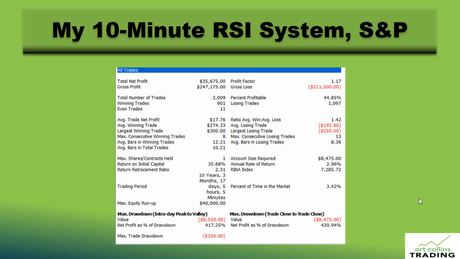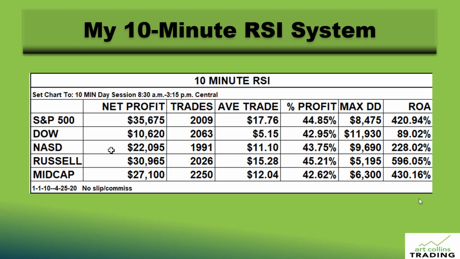Okay, and as usual, I want to see corroboration elsewhere, and we get it. In fact, you've got an even better system, I would say, in the Russell. 596% return on account, worst drawdown of $5,195. Almost as much profit.